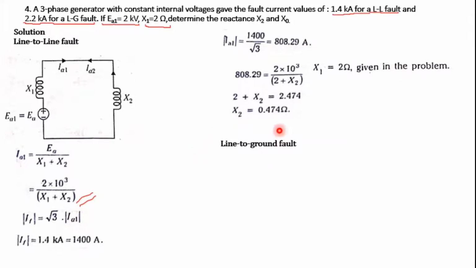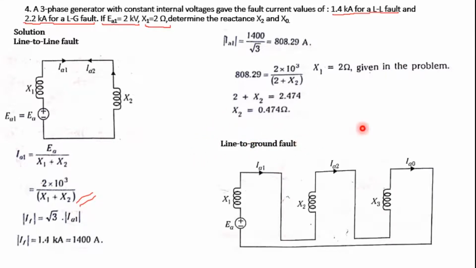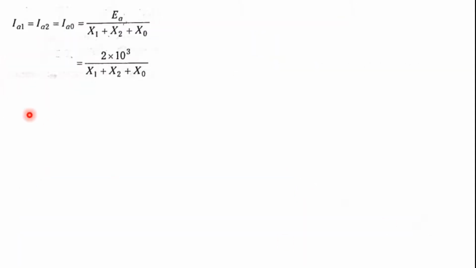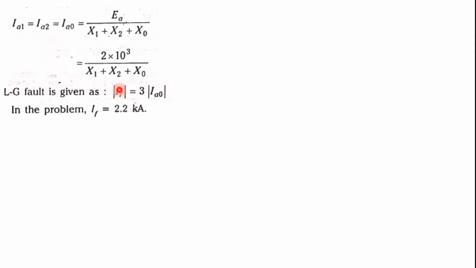Let us consider the line to ground fault. The interconnected sequence diagram should be connected in series. From this we can write IA1 is equal to IA2, which is equal to IA0, that is EA divided by X1 plus X2 plus X0. EA value is given, 2 kilovolt. We also know from the given data that IF is equal to 3 times I0. From the data we know that IF is 2.2 kiloamperes.